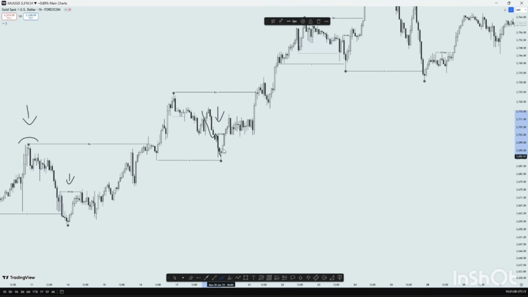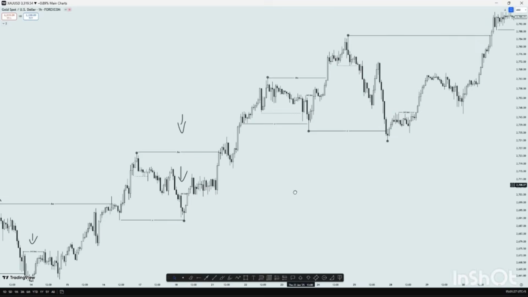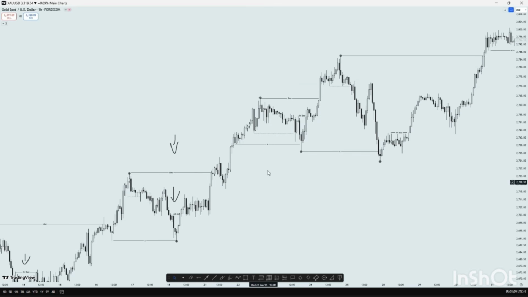Here we had another internal structure break. After the internal structure break, again our bias was bullish. We were just looking for the buy trade targeting the next weak high. Here also we got multiple buy trades, and the main swing high, which was a weak high, was broken by the market. Okay, so after the break, the market stopped here and pulled back.